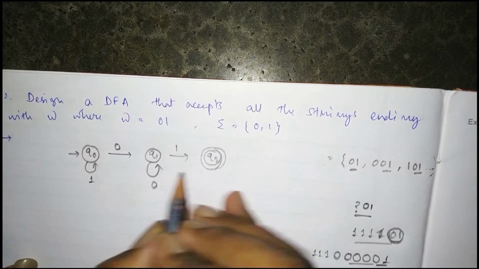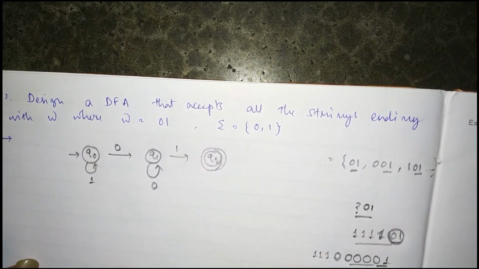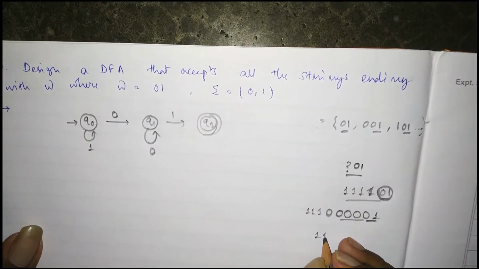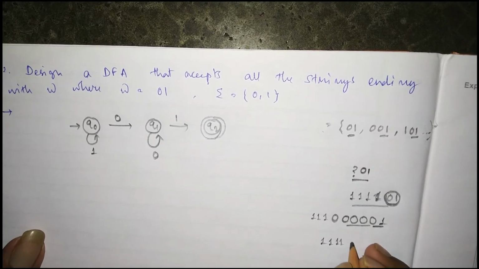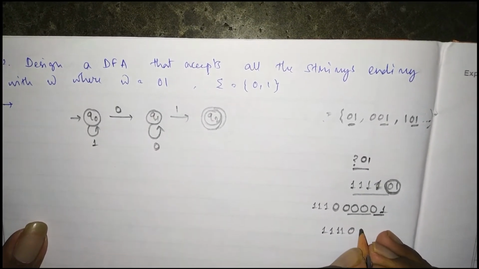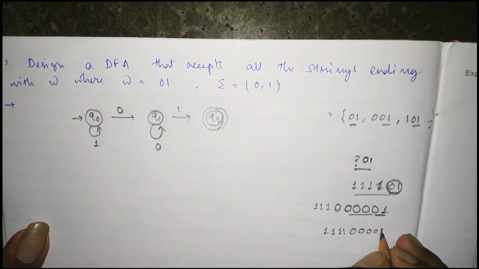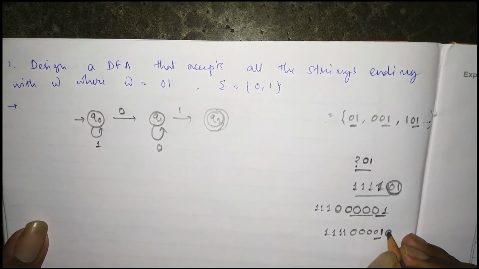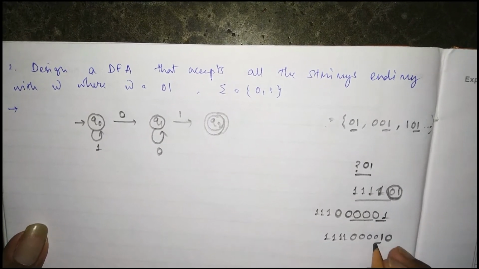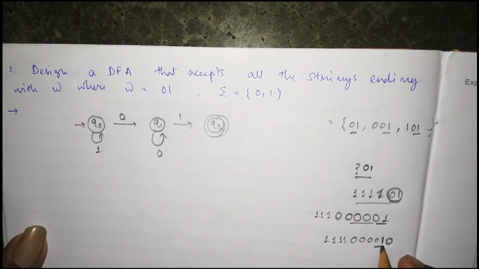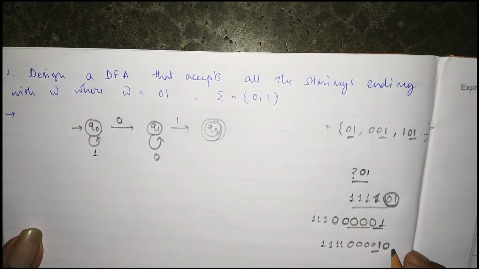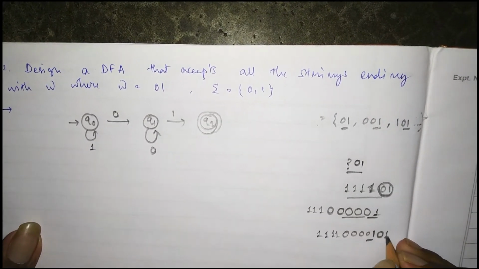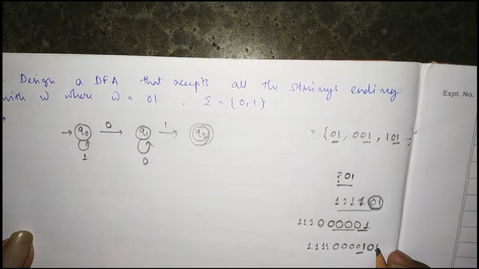So now we are in Q2, which means our string is like this: multiple ones, then a 0, then multiple zeros and a 1. So this condition is already satisfied. Now if we get an extra 0, this means we have lost the pattern, but we have again started with the pattern. If we have another 1 over here, then this string will be accepted.